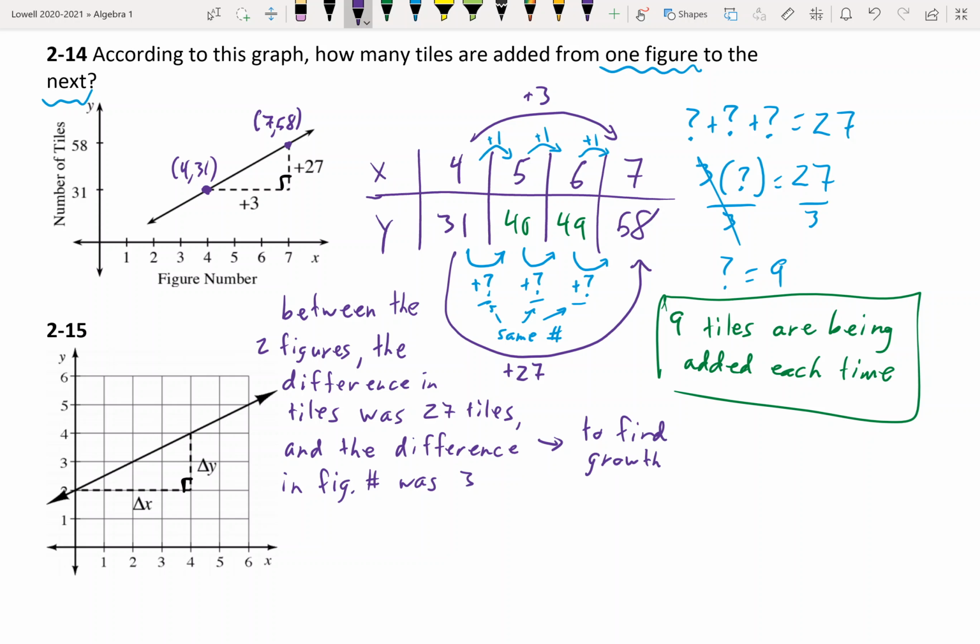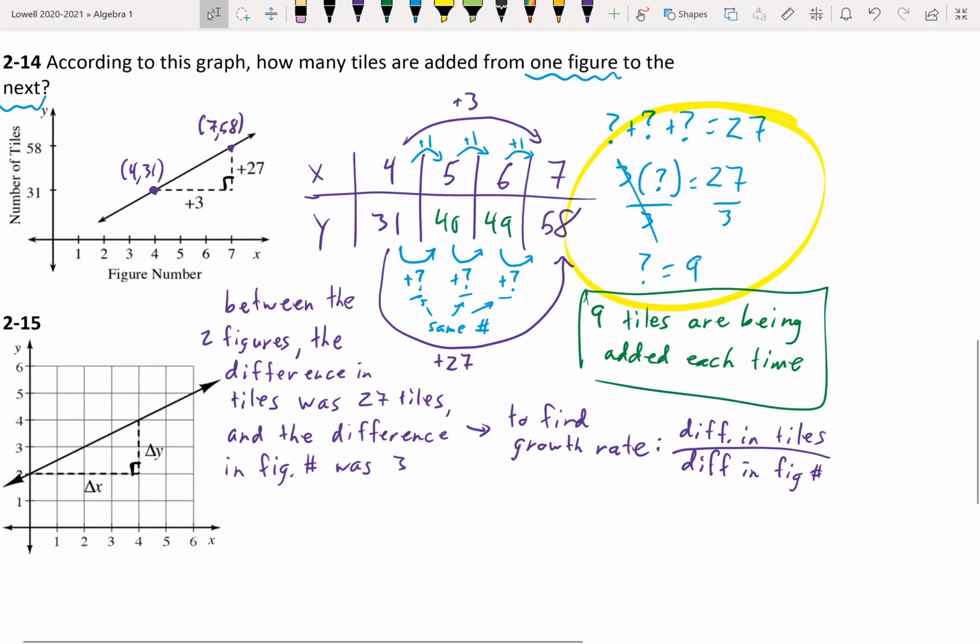To find the growth rate, this is what we did essentially, was we did this. And see where I'm circling this in yellow. We just took, again, that difference in tiles divided by the difference in figure number, I guess we could say. And notice here, if I'm thinking about units, you can think of it as like distance over time, and you get miles per hour. This gives us the growth rate.